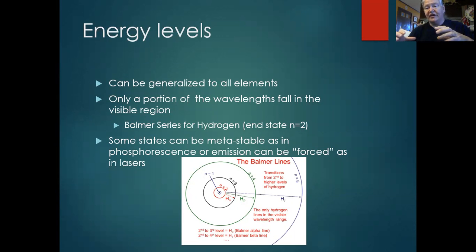And so what you can actually do is you can get a sample of gas that has what's called a population inversion. It has more electrons in that excited state than it has atoms with electrons in the ground state. Then a couple of things can happen.